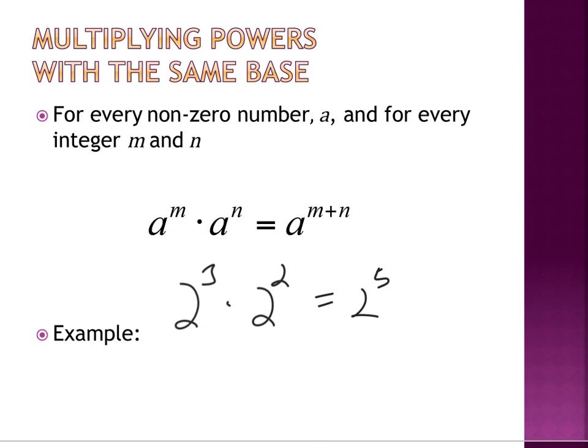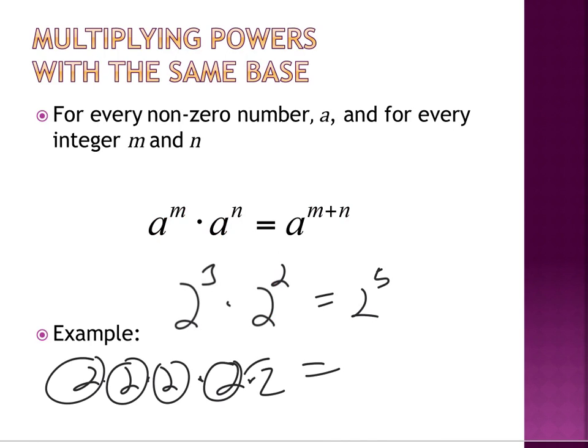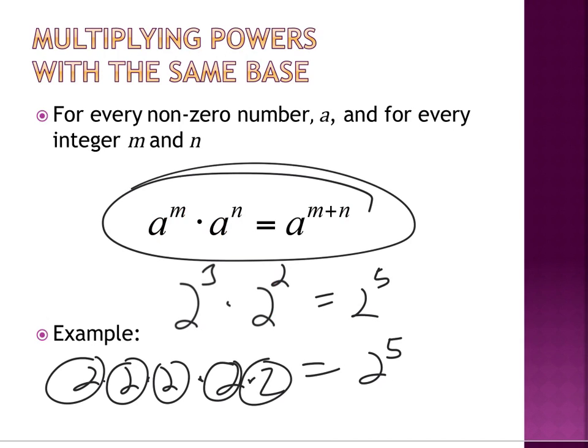Now how do I get that? Well, 2 cubed means 2 times 2 times 2, right? And then times 2 squared, 2 times 2. How many times is that? 1, 2, 3, 4, 5. Hence, 2 to the 5th. The rule is just a shortcut for you. You can do it the long way every time. That'd stink.